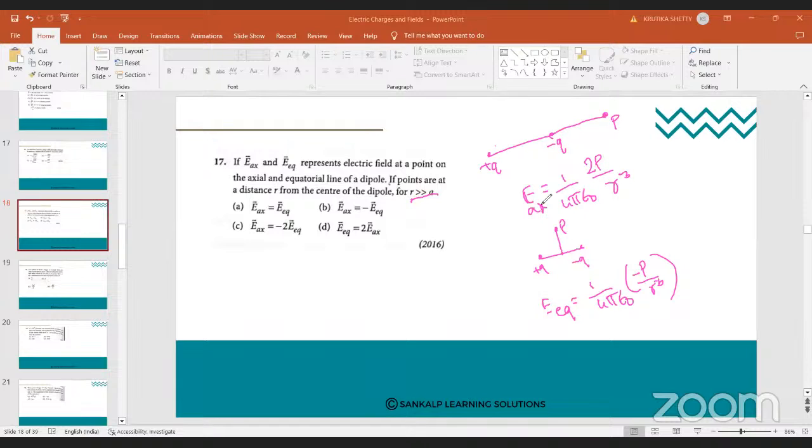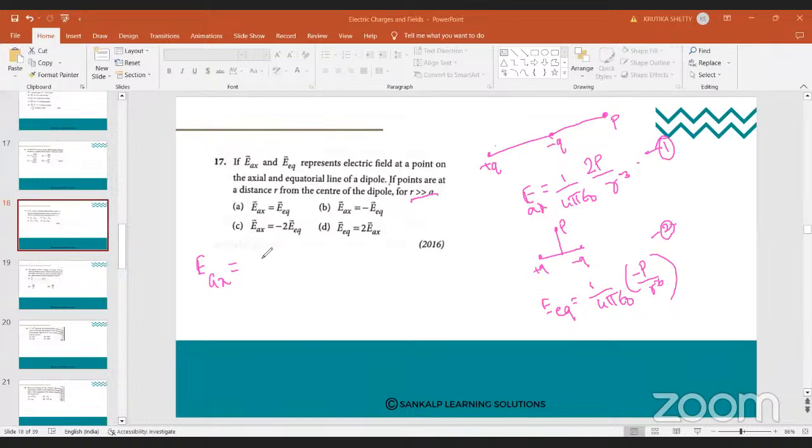Yes. So this is the axial line relation. Equation 1, I have written here. Equation 2, there I have written the equatorial line equation. So I will consider equation 1. That is, the electric field along the axial line is equal to 1/4 pi epsilon naught P by r cube. So here see, in the equatorial line, minus 1 comes.